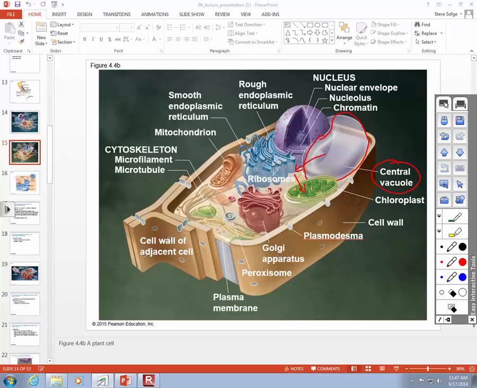I mean, big, thick, huge cell wall here, and you can't just get rid of stuff. So waste materials are stored in there, which is kind of cool. A place to just dump all that stuff. And I think that's interesting. Makes sense.